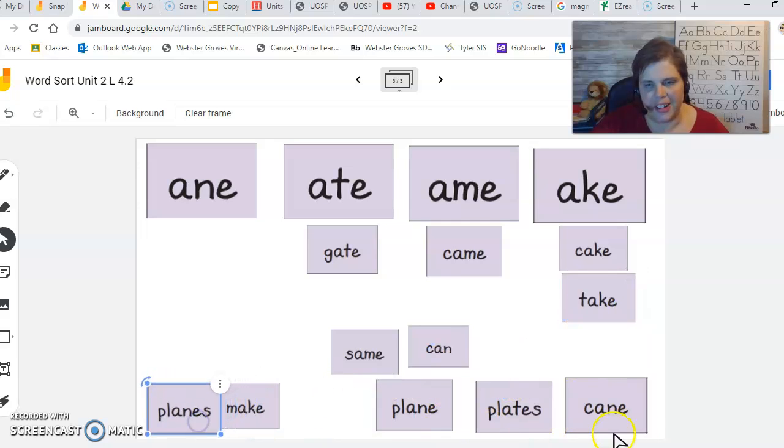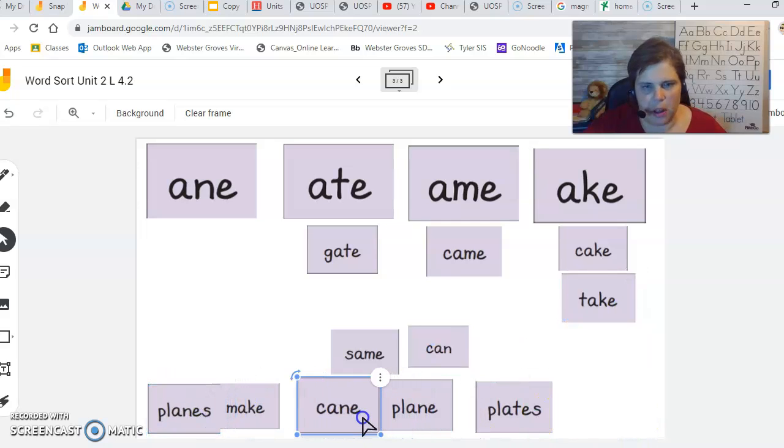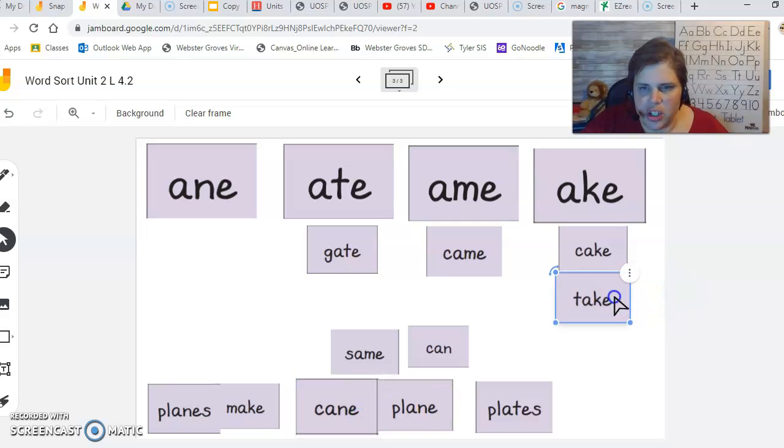I'm going to move some of these other words around. These screens are so small. If we wanted to change cake into take, all we would have to do is trade the letter C for the letter T. All right, let's look at this one.